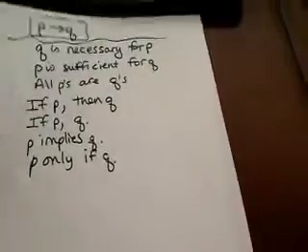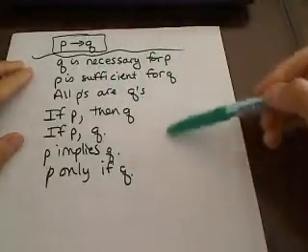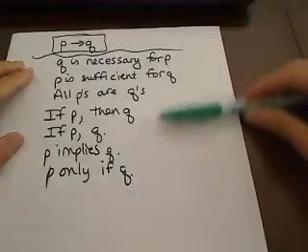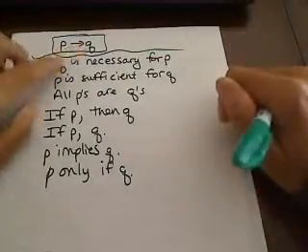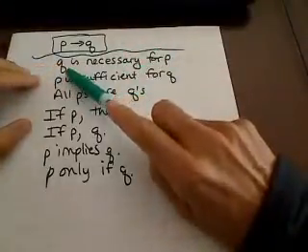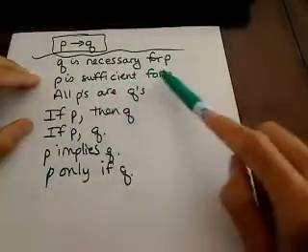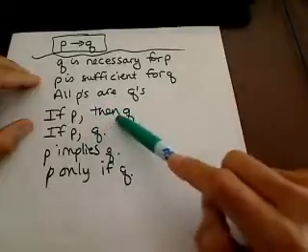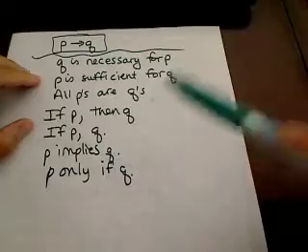I've written out a number of the equivalent statements here. Whenever we're talking about P implies Q, all of these things are going to refer to P implies Q. And like I say, this may just be something that you'll need to memorize. So if we're talking about P implies Q, then an equivalent statement would be Q is necessary for P. P is sufficient for Q. All P's are Q's. If P, then Q. If P, Q, and P implies Q, and P only if Q.